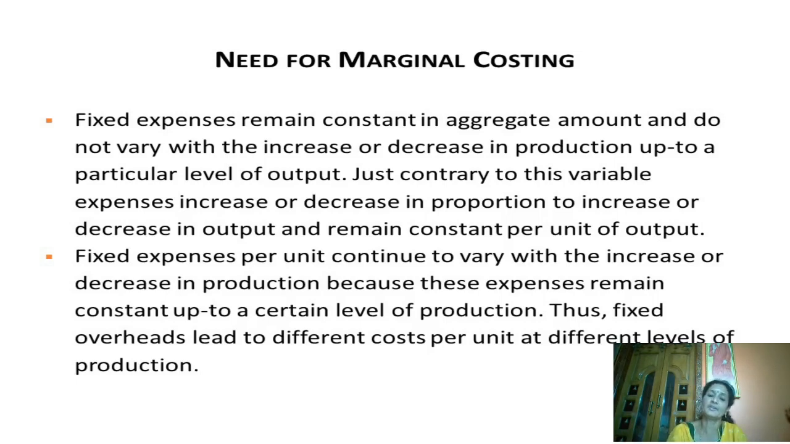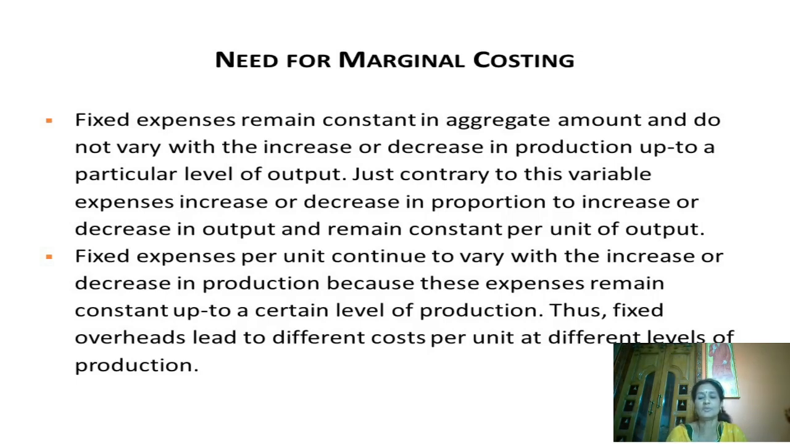Fixed expenses per unit continue to vary with increase or decrease in production because these expenses remain constant up to a certain level of production. Thus, fixed overheads lead to different costs per unit at different levels of production. This statement clearly states that fixed cost per unit will change. How it will change: when the production increases, this fixed cost will be spread over the number of units manufactured. So what it indicates is fixed cost per unit decreases as the production increases.